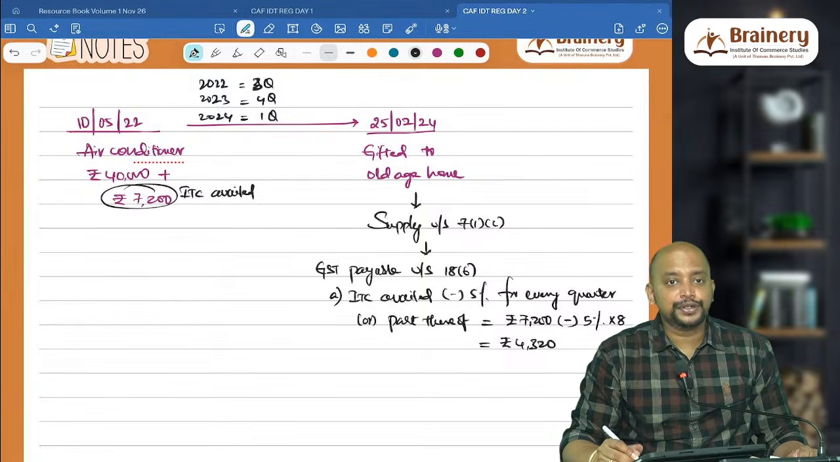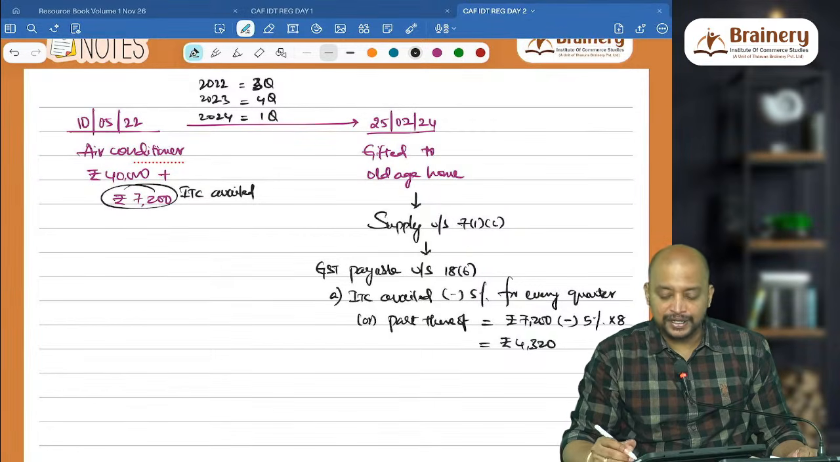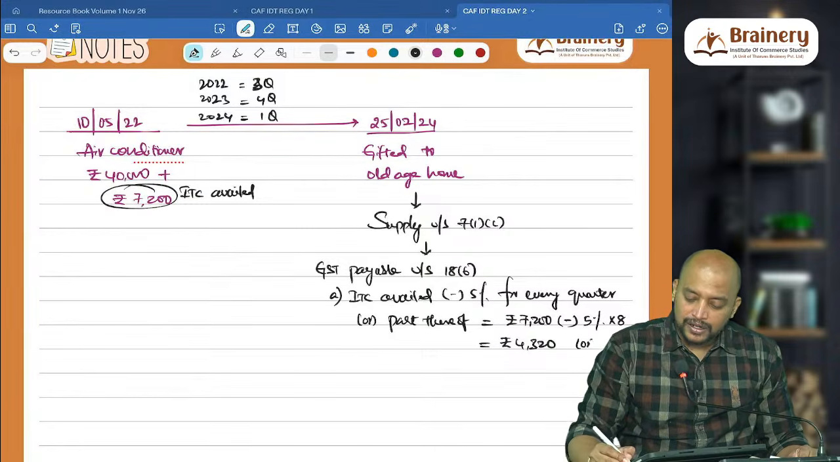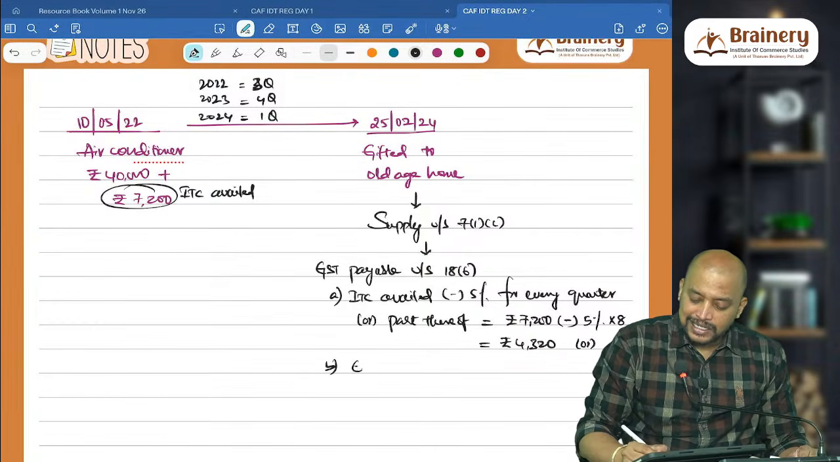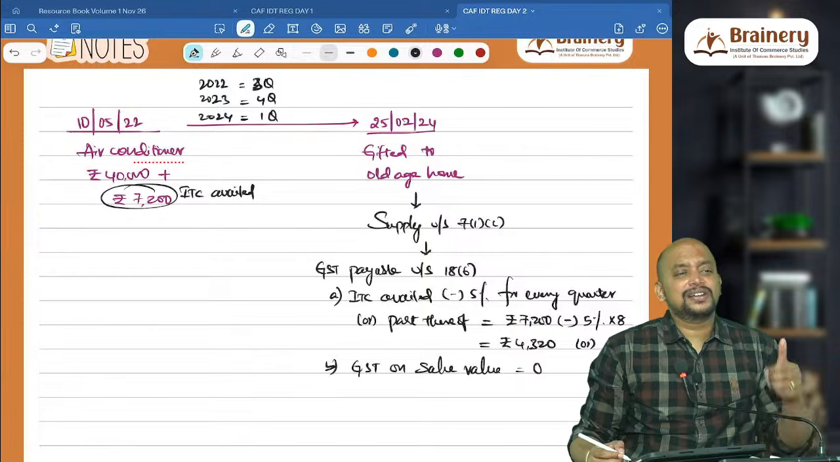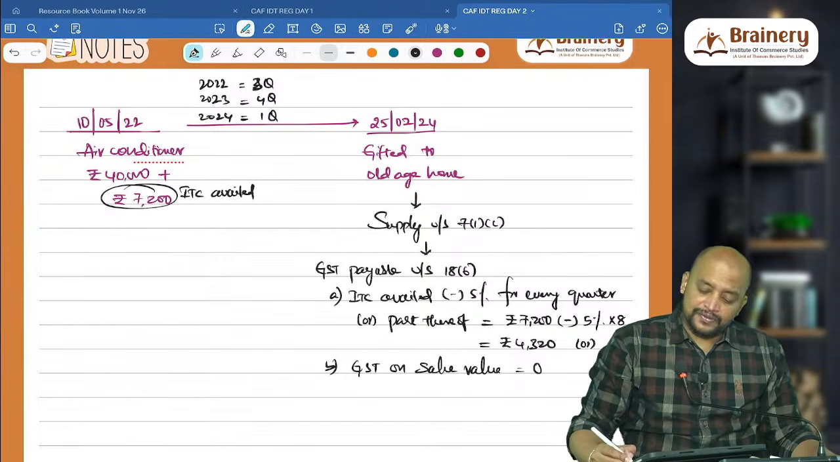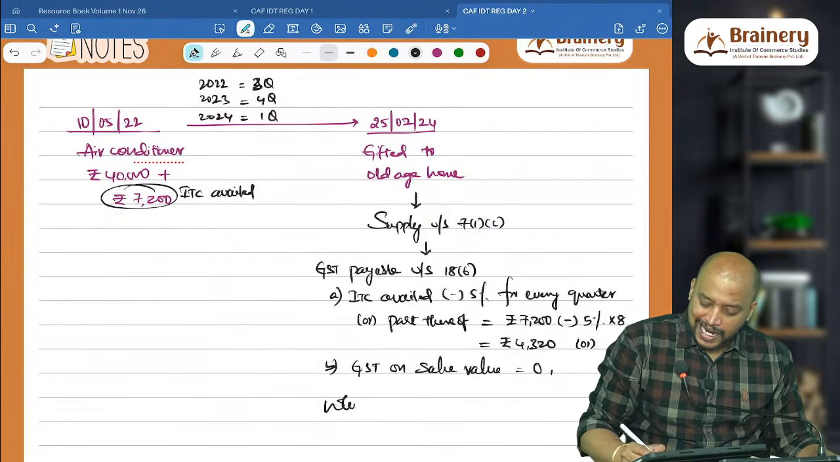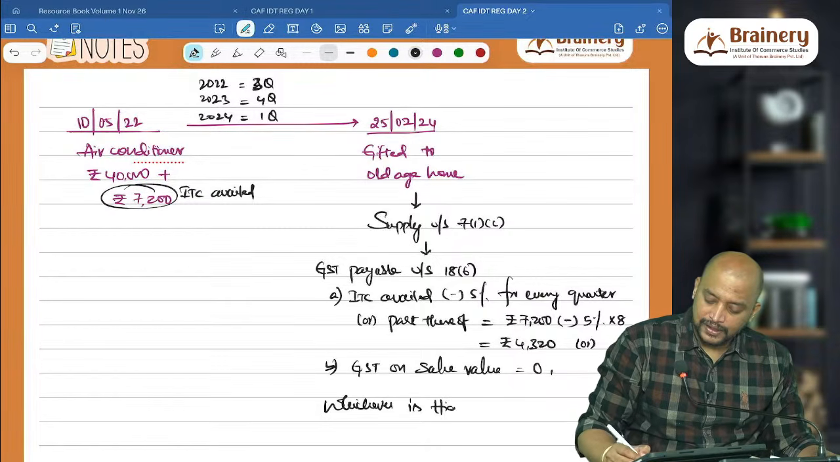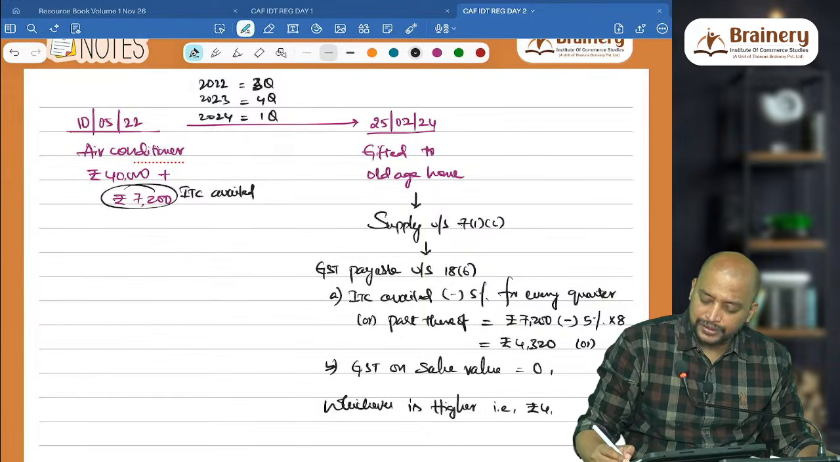So 7,200 minus 40%, so 4,320. Or B, GST on sale value, that is 0. We are not selling, right? Whichever is higher. Which is higher? Whichever is higher, that is 4,320.